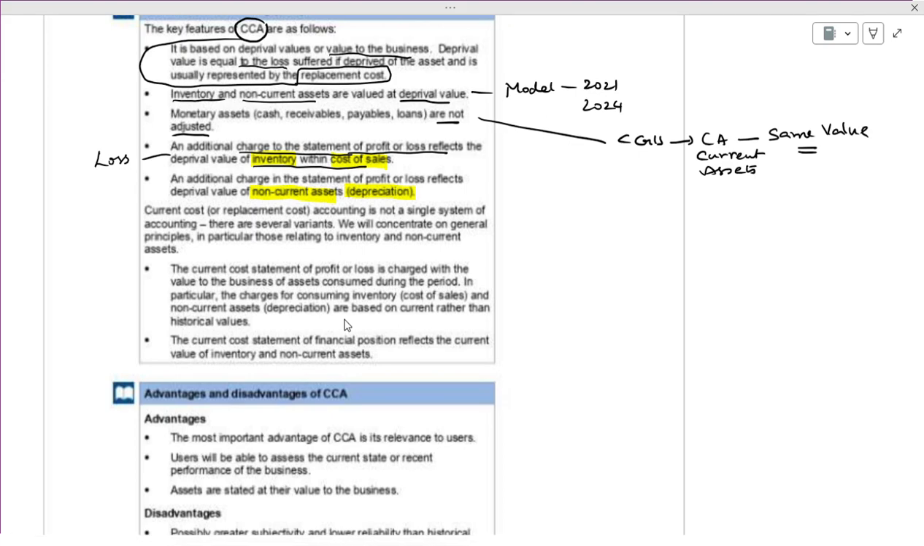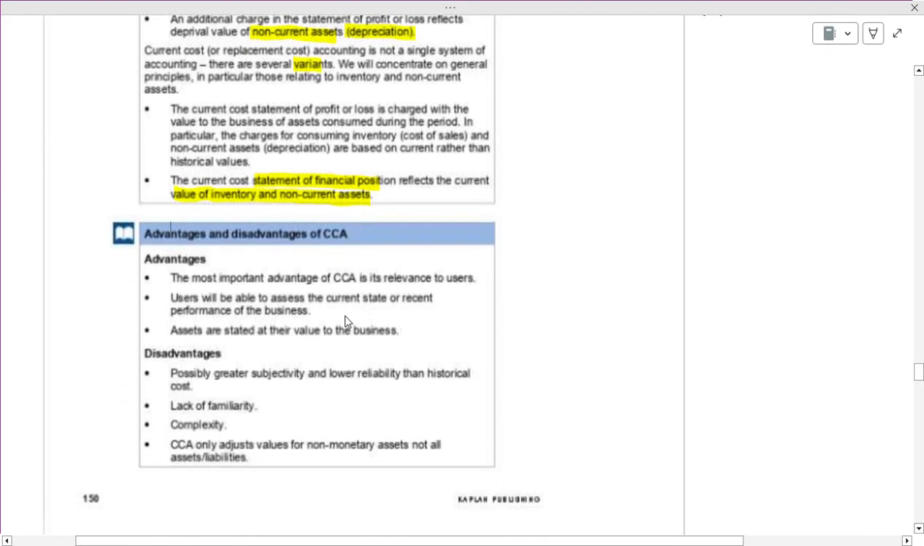Understand? Revision will be there all the time. They are talking about current assets. It's not a single system of accounting. There are several variants. Okay, fine. The current cost statement of financial statements reflects the current cost of inventory and non-current assets. At this point, I don't think we will cover anything more; we will cover it over a period of time.